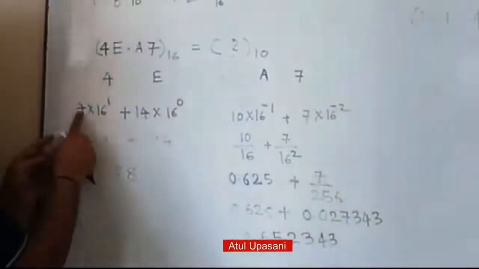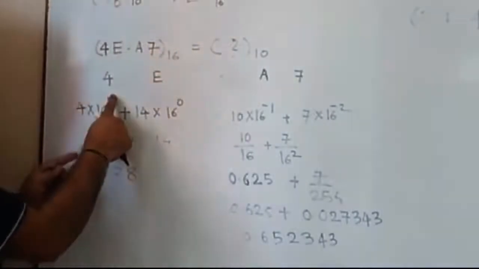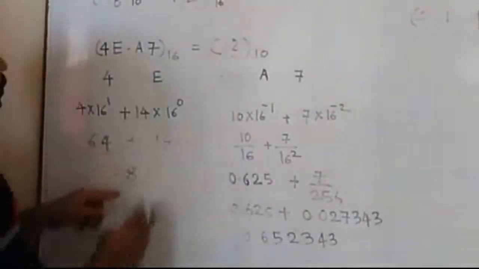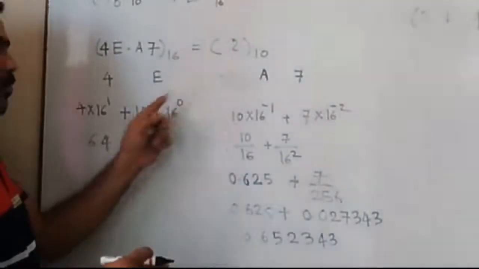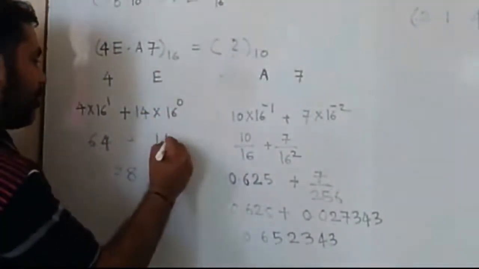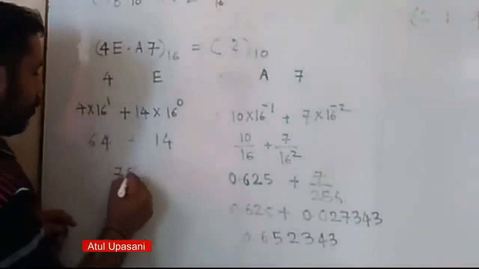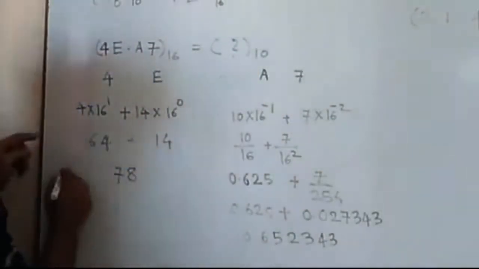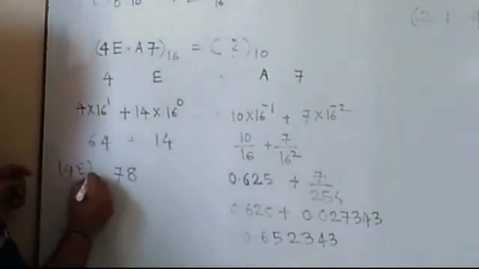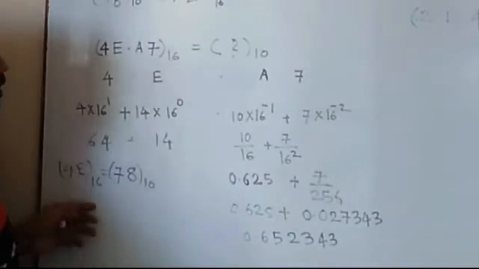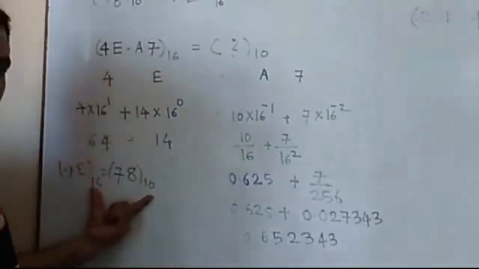So here 4 multiplied by 16 raised to the power 1 is 64, and 64 is written here. Then plus 14 multiplied by 16 raised to the power 0, that is 1, giving 14. So 14 plus 64 is found to be 78. So here 4E is equivalent to 78 in decimal. So this is how the integral part is solved.